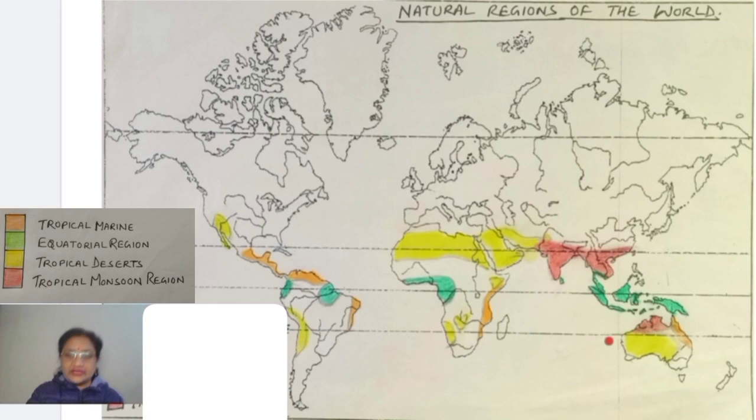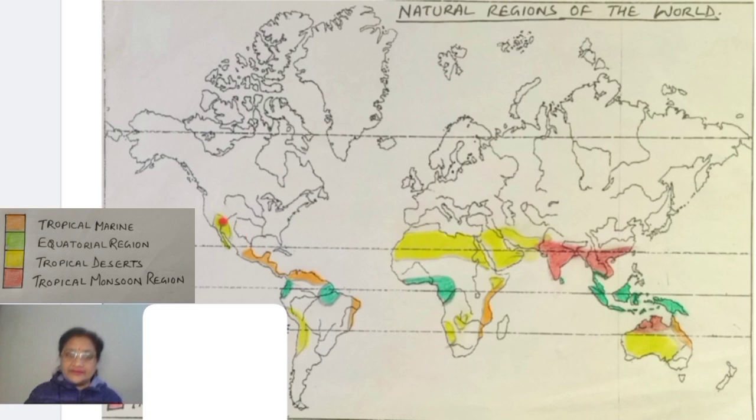Now the next one is in Australia. Australia, you can see just very close to the Tropic of Capricorn, to the south of it. A major part of Australia is covered with the tropical deserts. So these all belong to this type of climate.